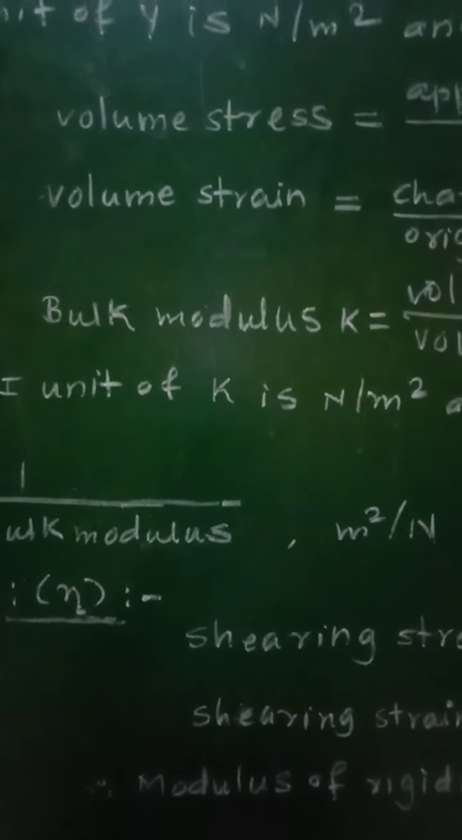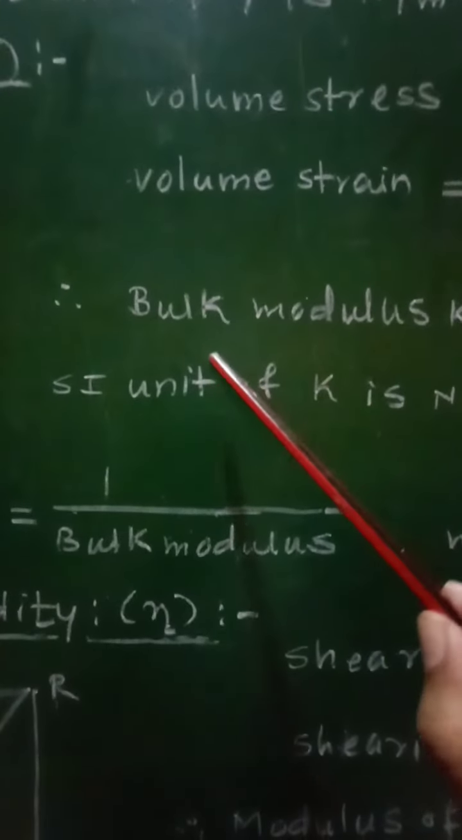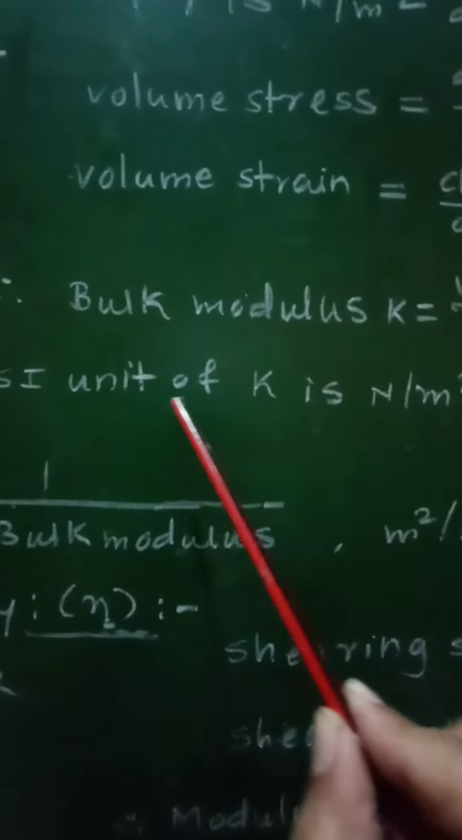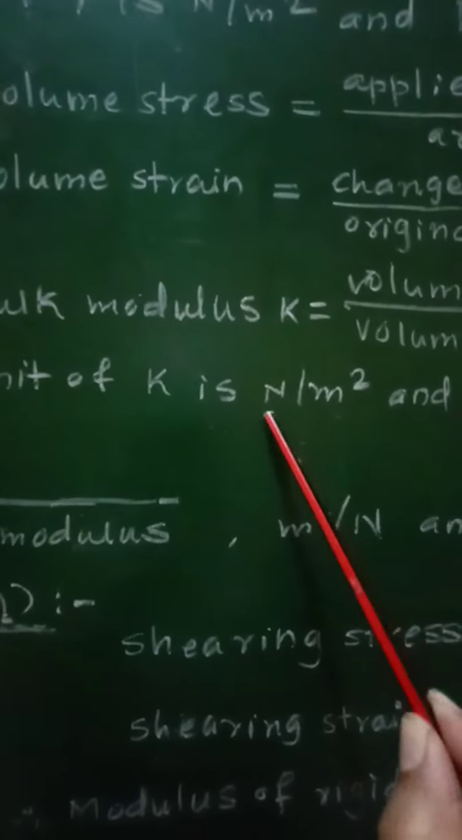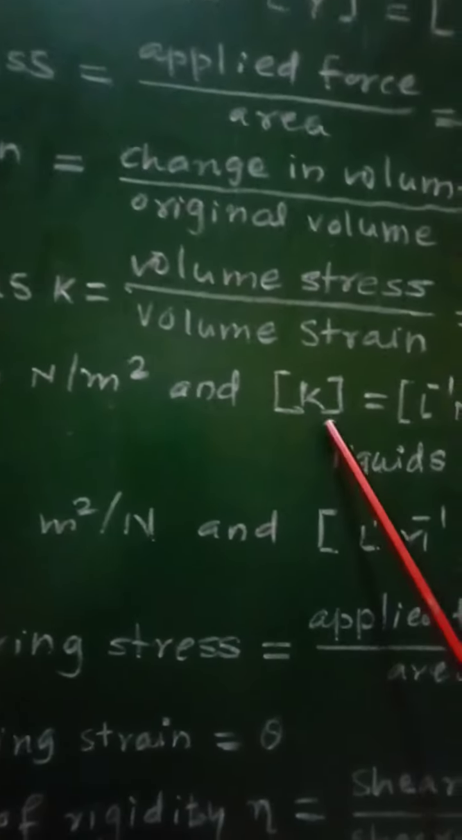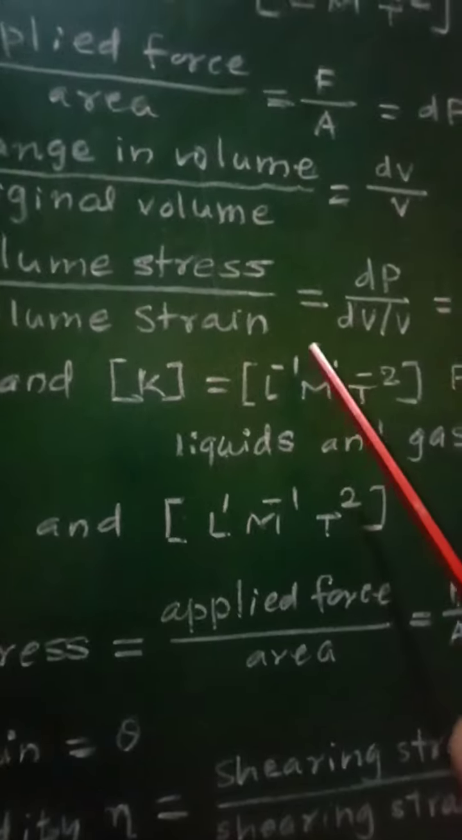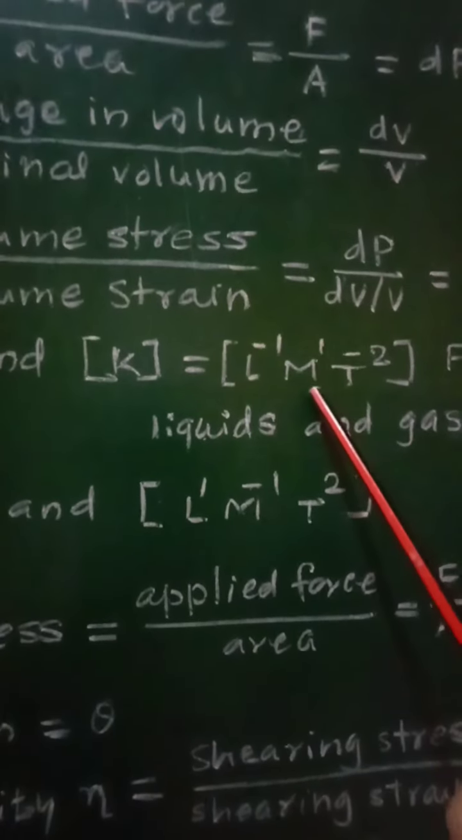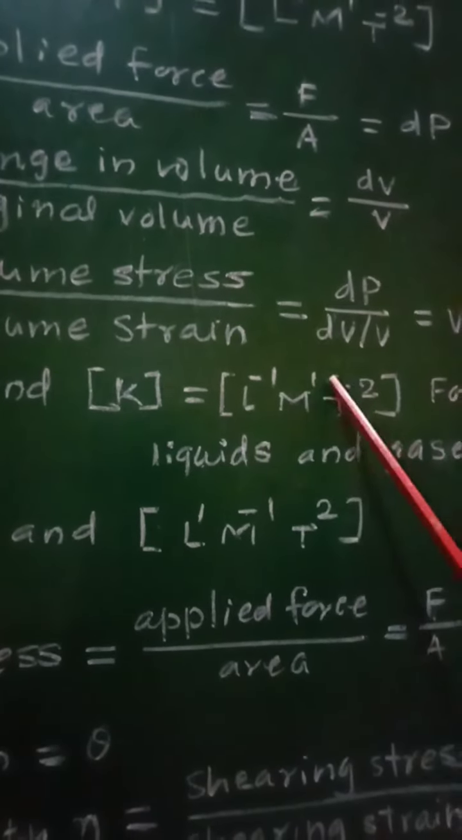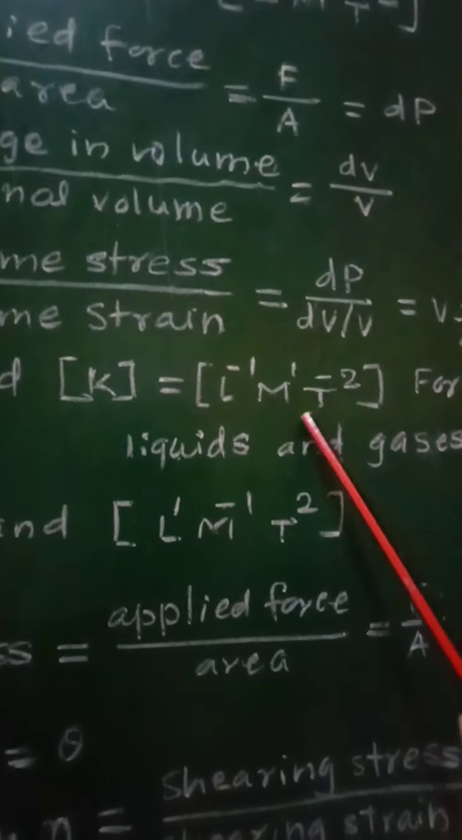Now, similar to Young's modulus, this bulk modulus has the same unit. The SI unit of K is Newton per meter square, and the dimensions of K will again be -1 in length, 1 in mass, -2 in time.